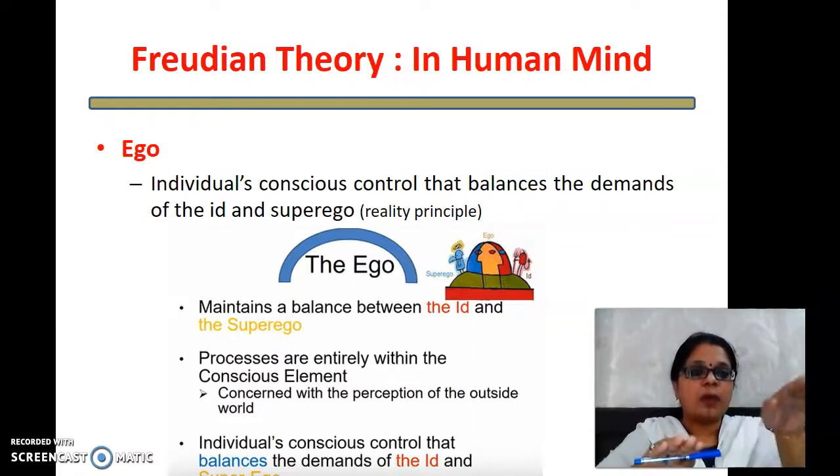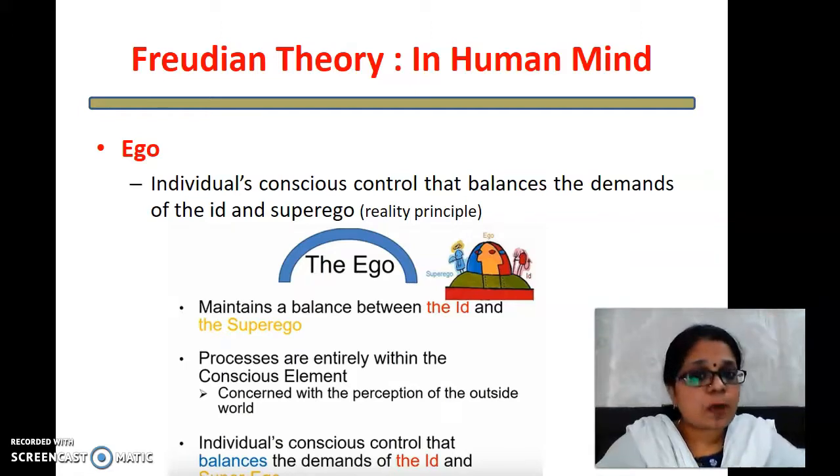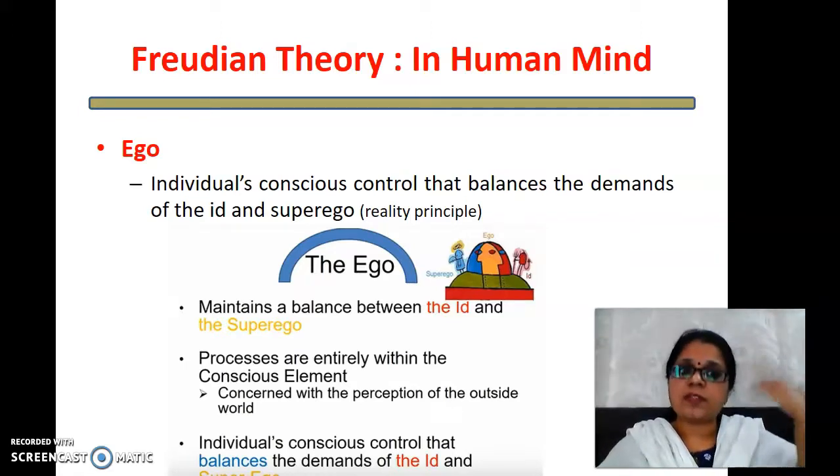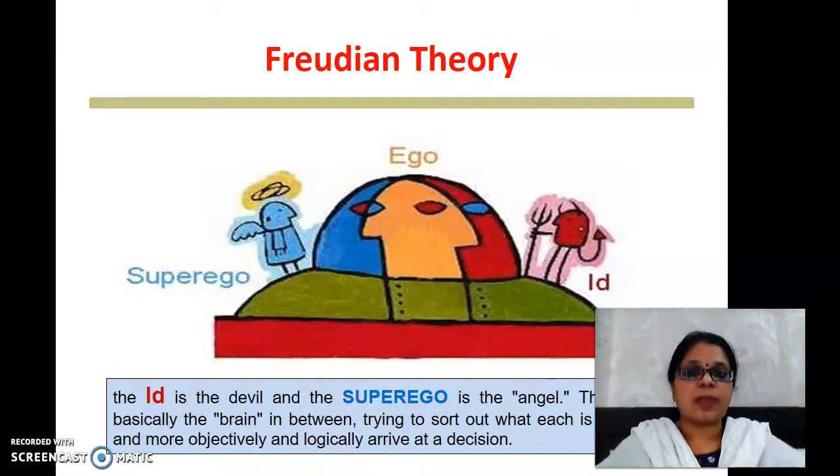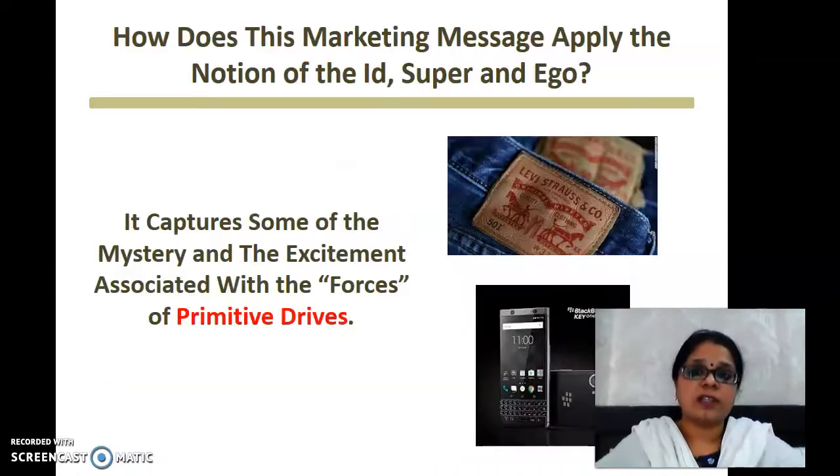So we have id on one side, very childish. Second, there is superego, which is very much taking care of the ethical and moral code of conduct. Ego is the third stage which keeps a balance between id and superego. The process is entirely within the conscious state of the consumer. So this is how they build up balance between id and superego. Id is the devil, and the other way around, superego is the angel, and ego is balancing between them, trying to sort out what each is advocating more objectively and logically to arrive at a certain decision.